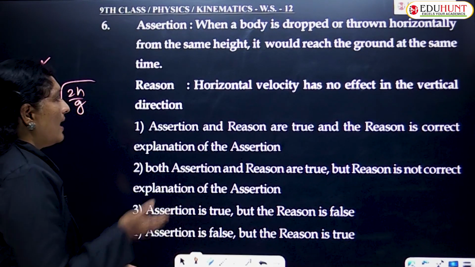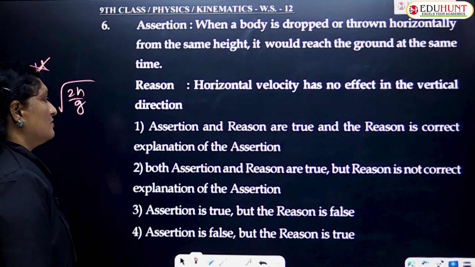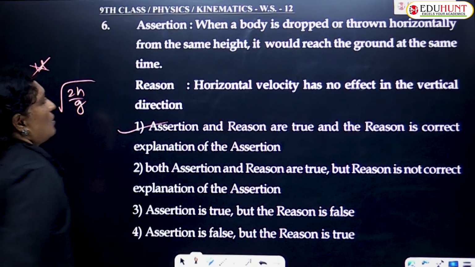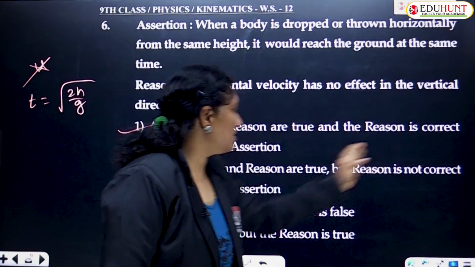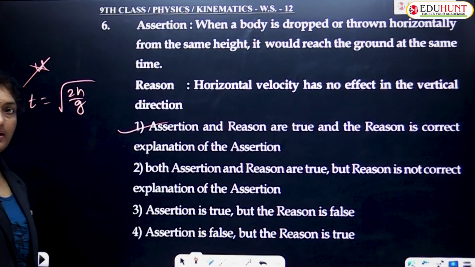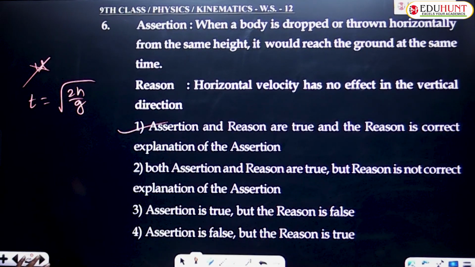Assertion is true and reason is the correct explanation for the given assertion. Hence, the first option is true. Assertion and reason both are true and the reason is the correct explanation for the assertion. Okay, well, moving to the next question.